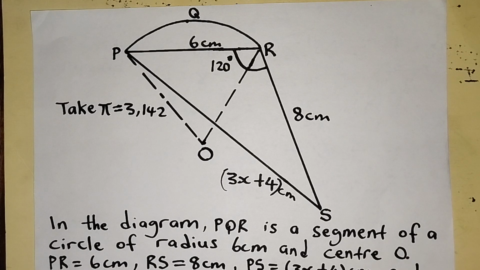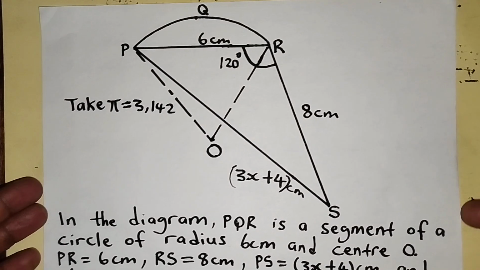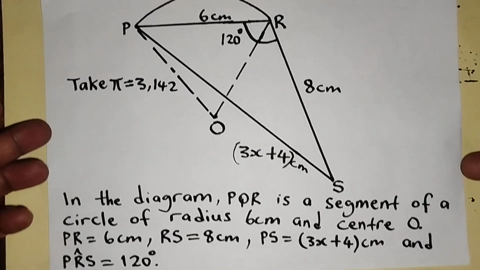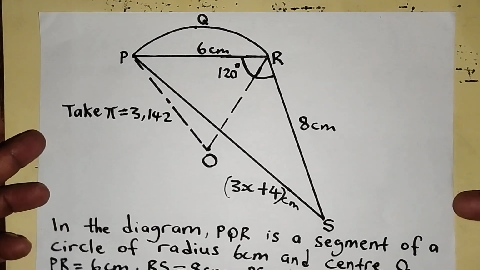Okay, let's dive into the task which we have at hand. I've got a question here, so I'm going to read the question to you and then we'll proceed and find the solution. In the diagram, PQR is a segment of a circle of radius 6 centimeters and center O. PR equals 6 centimeters, RS equals 8 centimeters, PS equals 3x plus 4 centimeters, and the angle PRS equals 120 degrees. So this is the diagram for the information which I've just read.